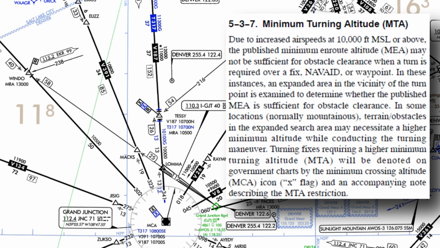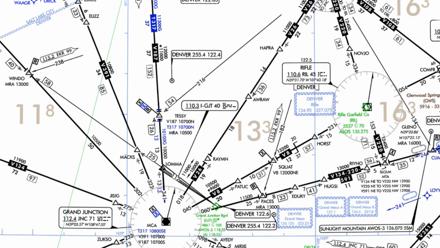In some locations, normally mountainous, terrain or obstacles may necessitate a higher minimum altitude while conducting the turning maneuver. For example, Slalom has an MTA of 12,900 feet if flying northeast on Victor 134 and then turning northwest to intercept Victor 220.